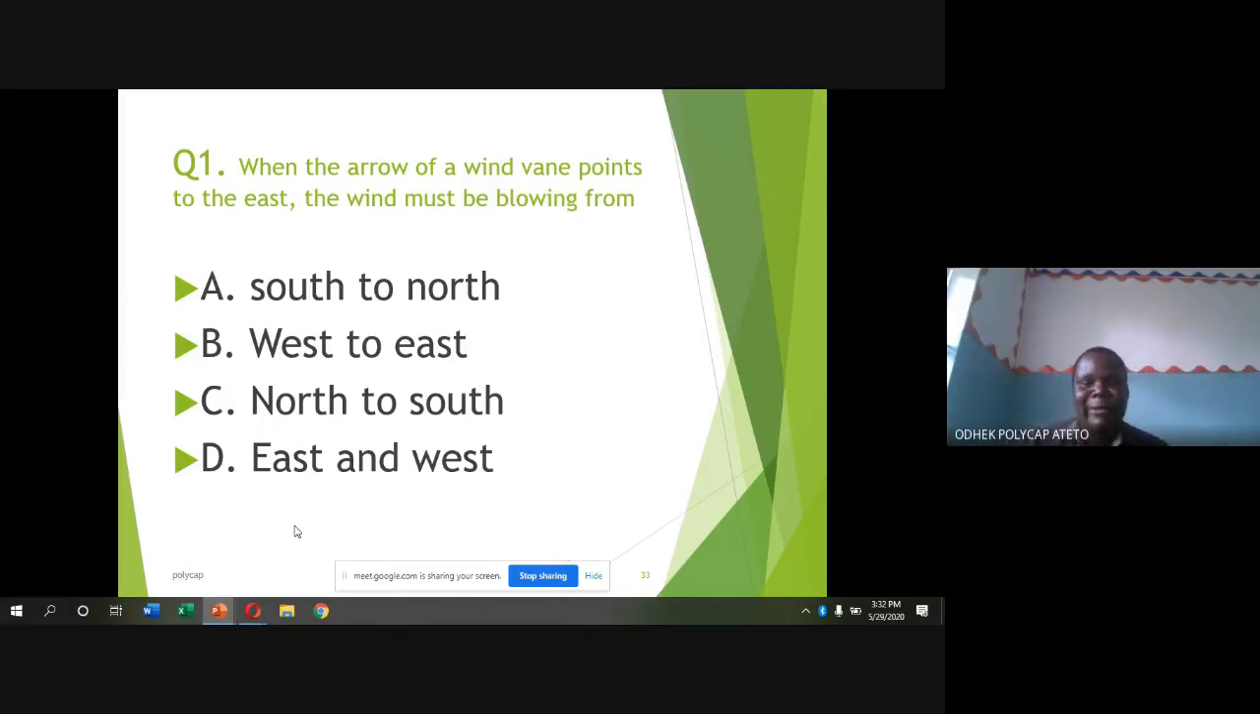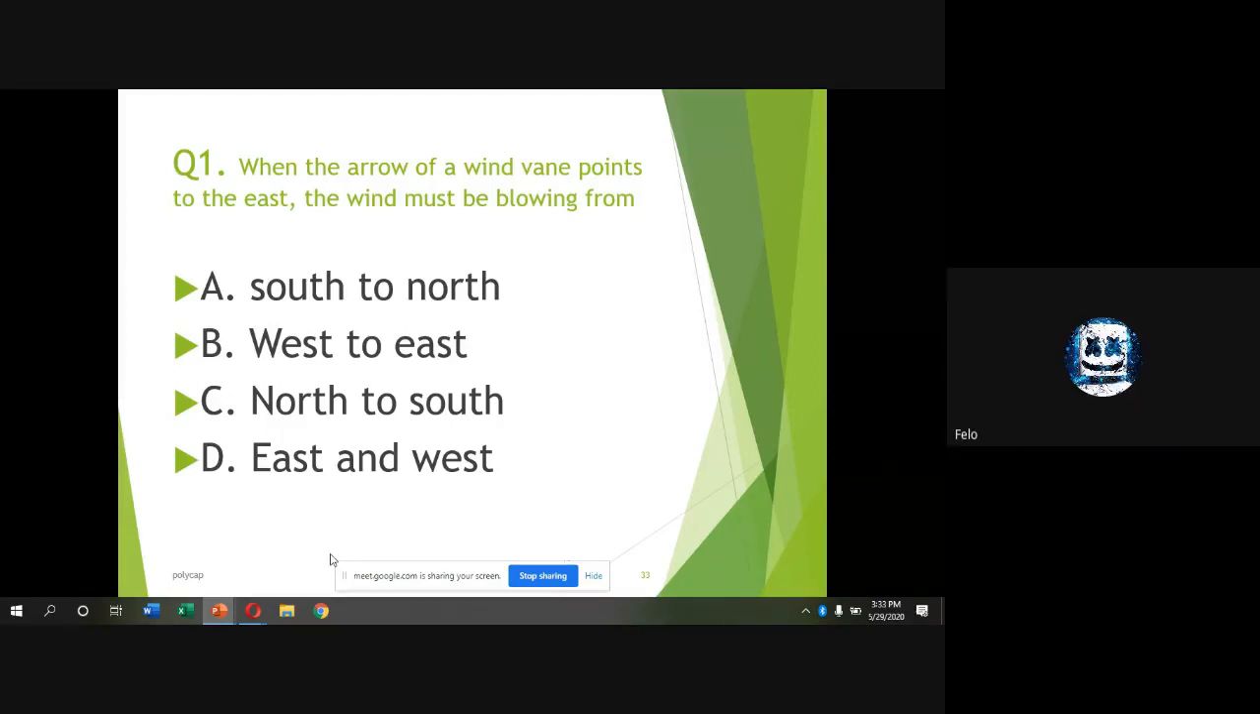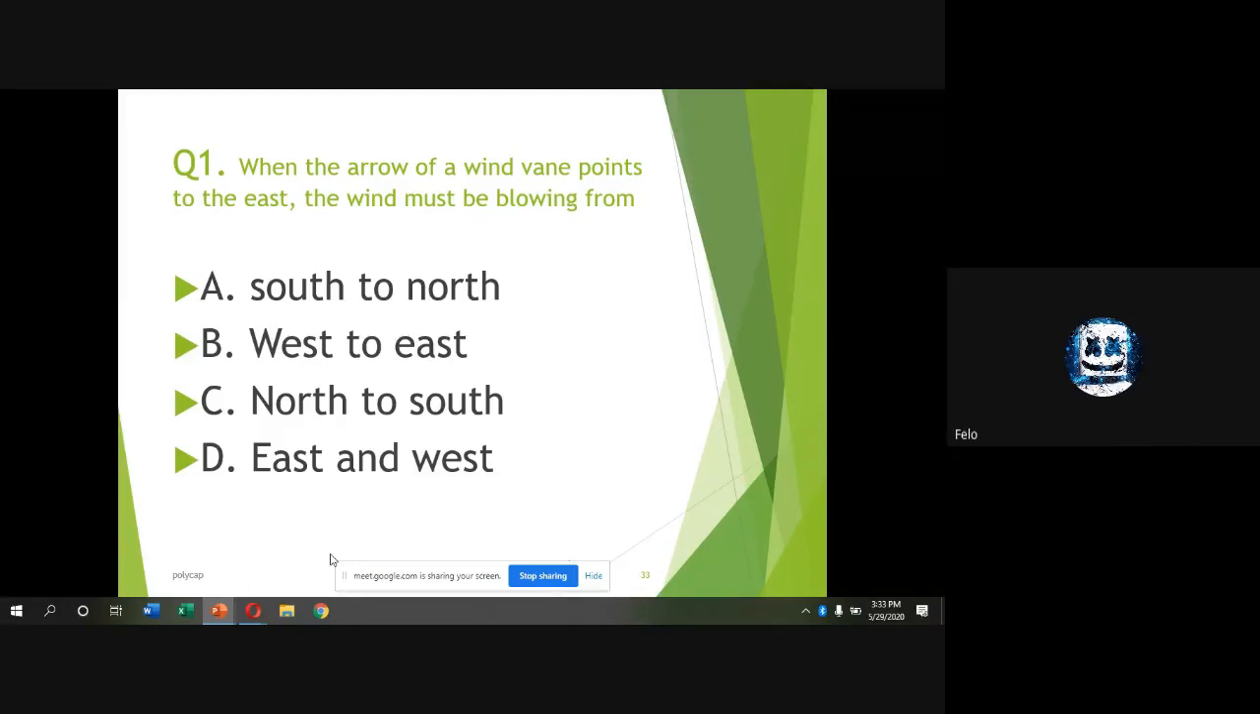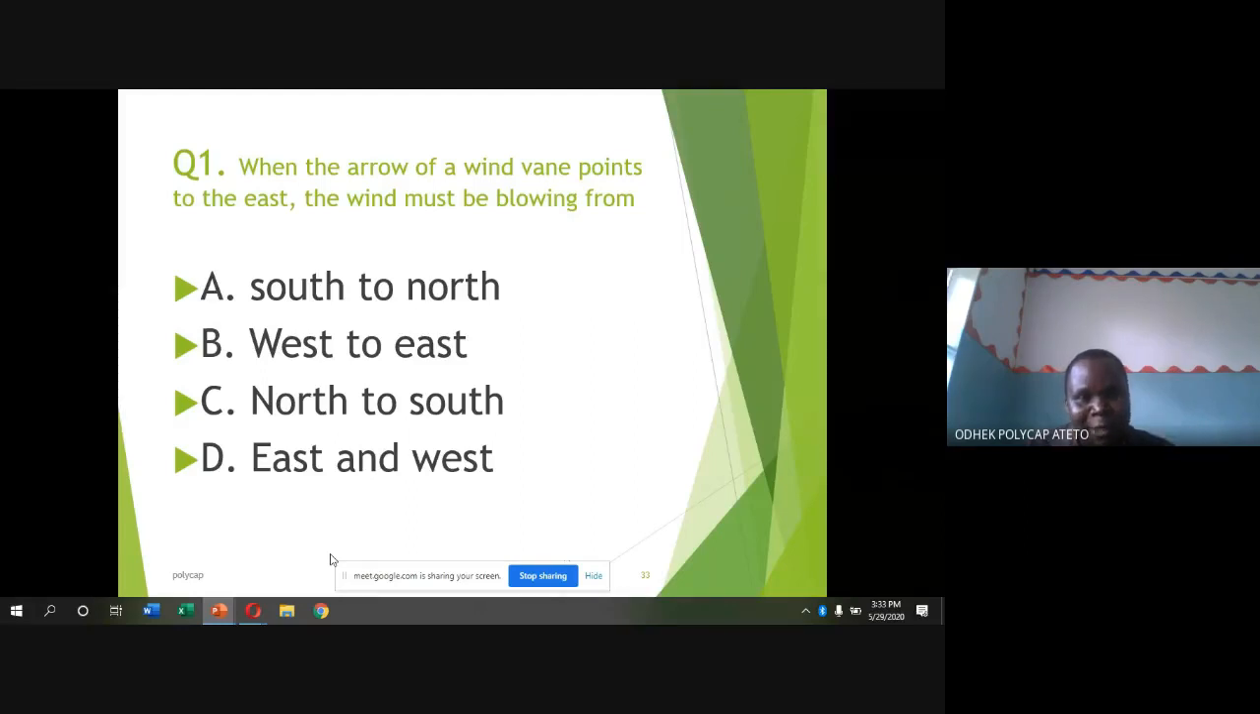Is that correct? Everybody, is that correct? Yes. Somebody saying no? The arrowhead of a wind vane points to where the wind is blowing from. So if it is pointing east, then the wind must be blowing from east to west. I think that is the correct answer, unless you have a different explanation.